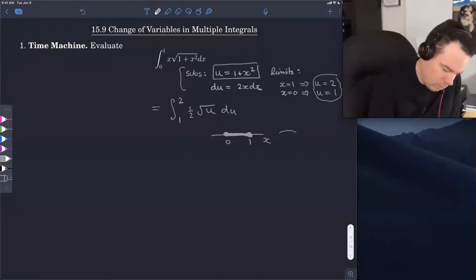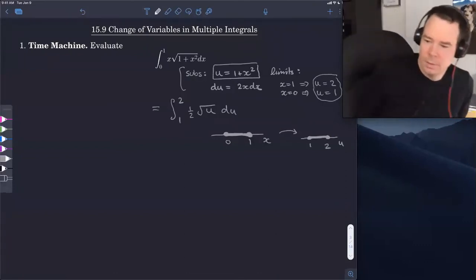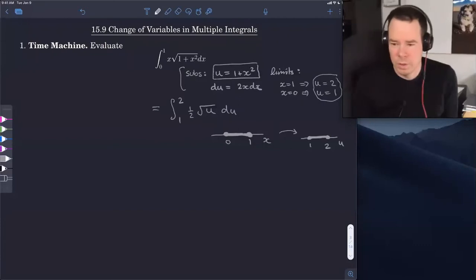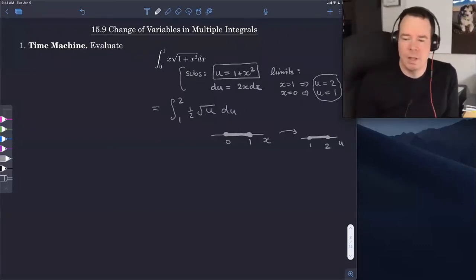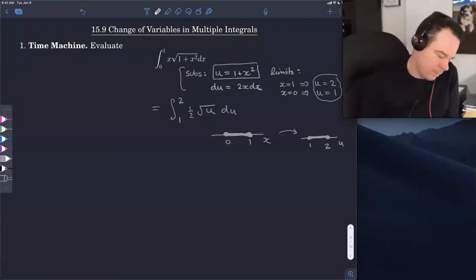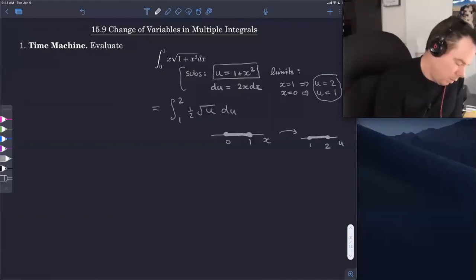And what we did was we changed to a new variable, u, and we're now integrating over the interval for the u variable over 1, 2, while at the same time our integrand changed. So I'm going to write it one more way. So this substitution in general.